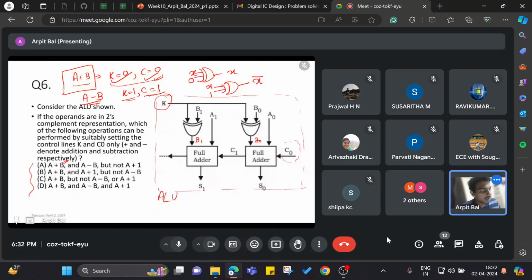But A plus 1 is not possible always for all values of B, and because of which option A is correct, because that condition is satisfied only for one value of B. It is given to us that the only controls available to us are K and C naught. We do not have any control over B. So if B has any other value, then the A plus 1 condition won't be available to us.